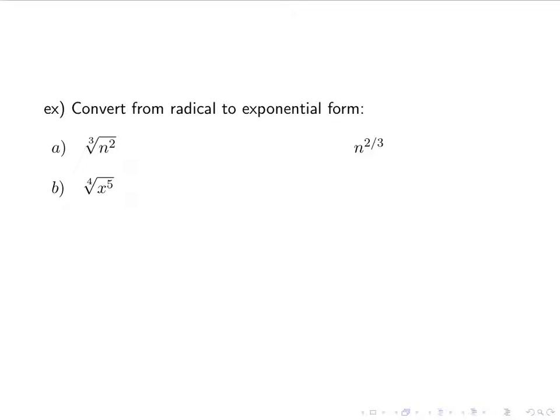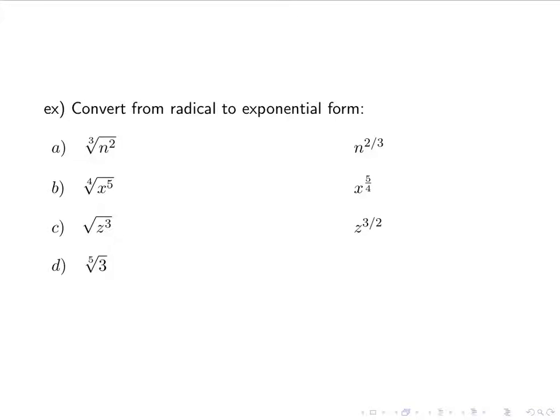The 4th root of x to the 5th. The 4 is the root, that's my denominator. The power is 5, that's my numerator. So I have x to the 5/4. The square root of z cubed. So again, we don't see the 2, but it is the square root, square coming from the power of 2. So my denominator is 2, and my numerator is the 3.